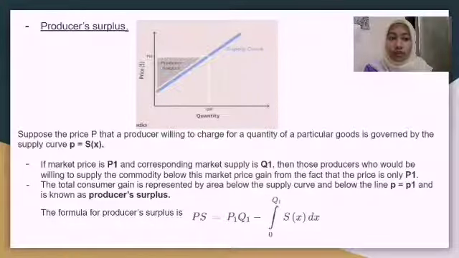the commodity below this market price gain from the fact that the price is only P1. The total producer gain is represented by the area above the supply curve and below the line P equals P1, and it is called producer surplus. Thus, the formula for producer surplus is stated below.